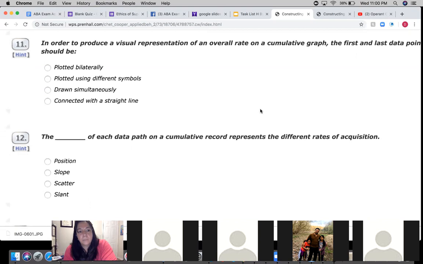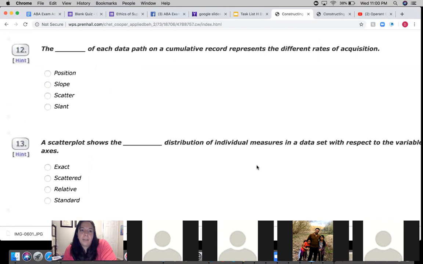Connected with a straight line. Right. The blank of each data path on a cumulative record represents a different rate of acquisition. Position, slope, scatter, slant. Slope.